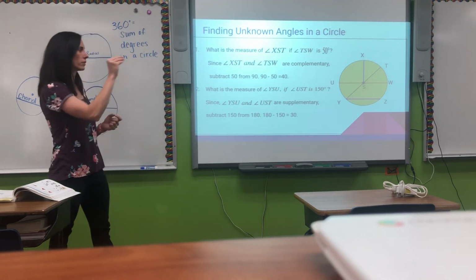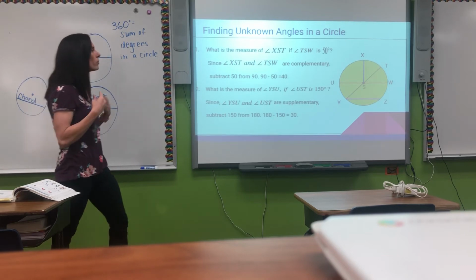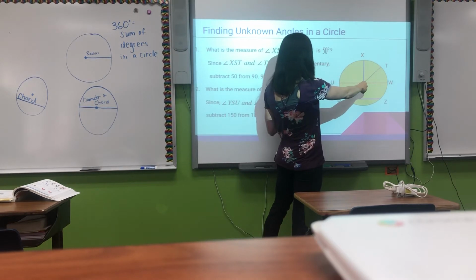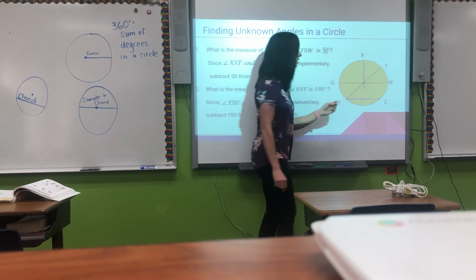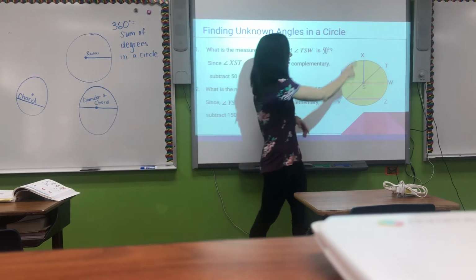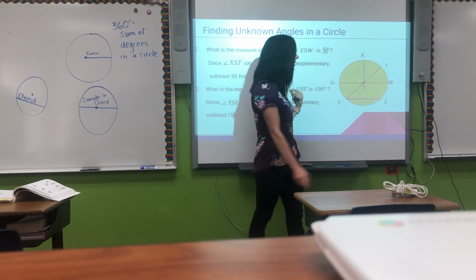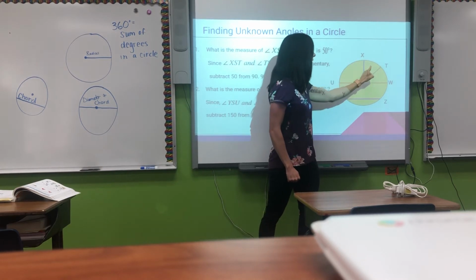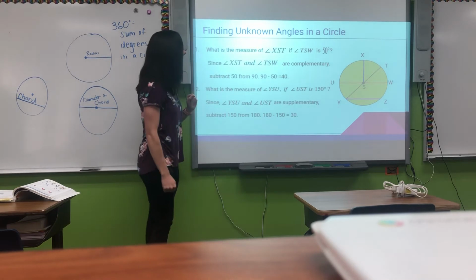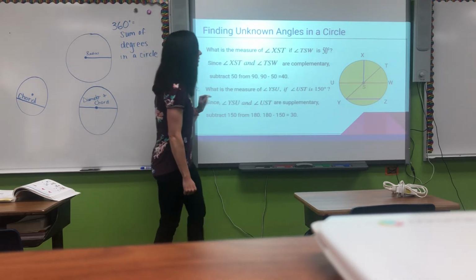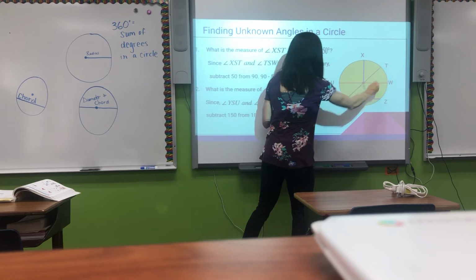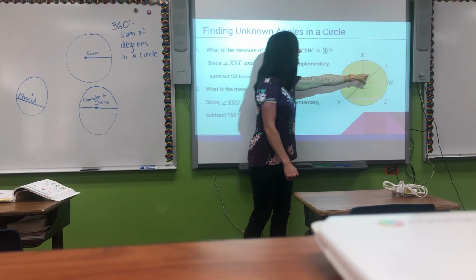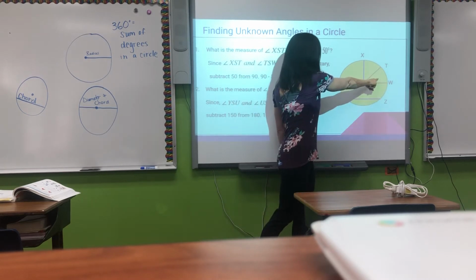So we're going to talk about different angles here. So this question is, what is the measure of XST? So you got to kind of picture that. You might, in your drawing, because hopefully you still have it from the slide before, you can just put 50 degrees right here. XST, 50 degrees. Okay? Sorry. TSW is the one that's 50 degrees. So what is XST if TSW is 50 degrees?